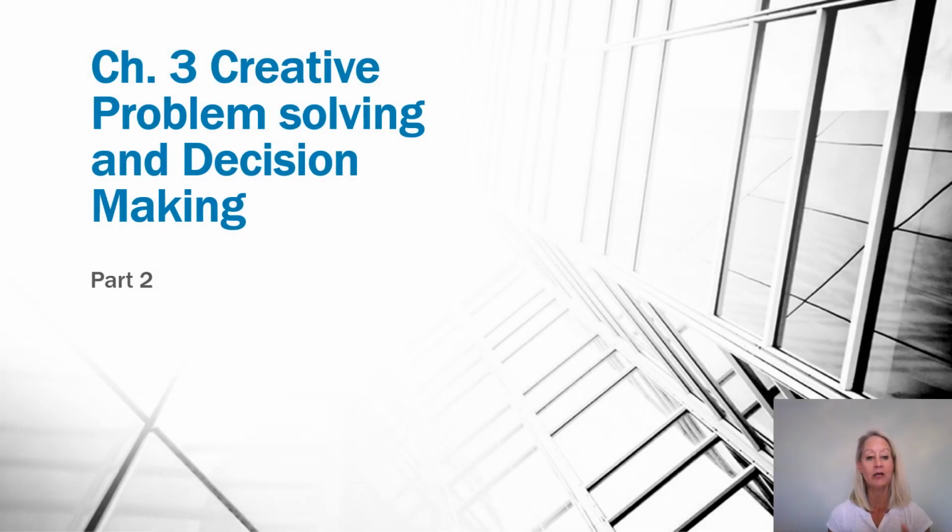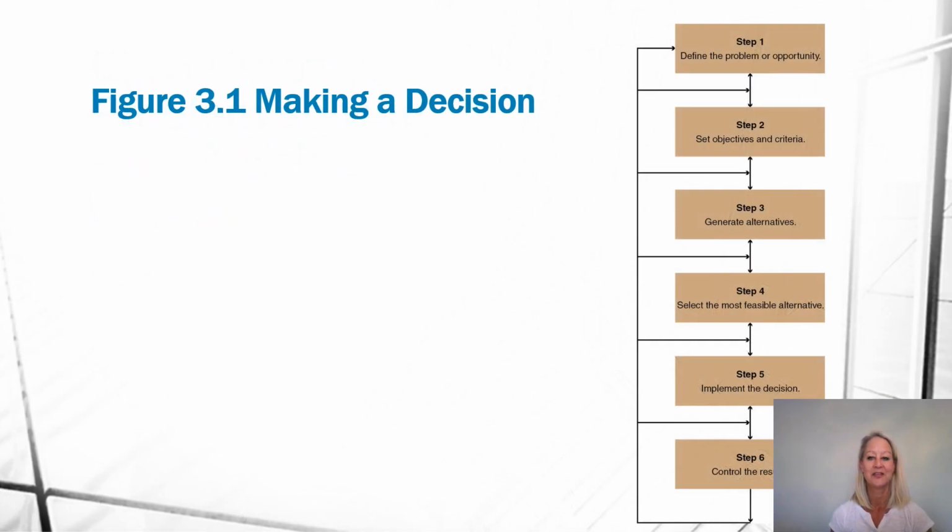So today we're continuing our conversation on chapter 3, creative problem solving and decision making. This is part 2. The model consists of 6 steps. Each step is presented in detail in separate sections after the overview section.